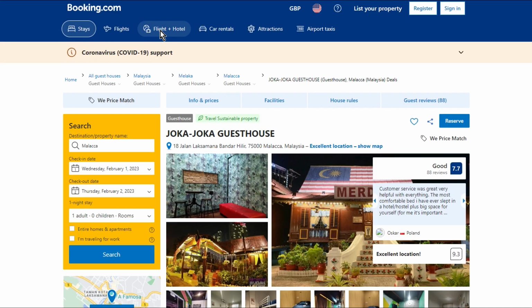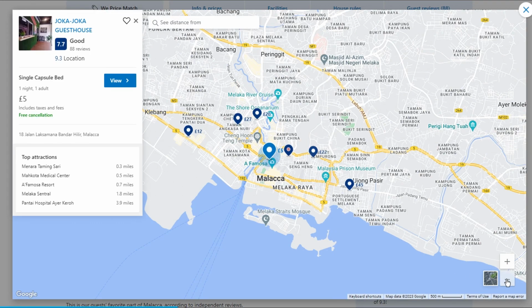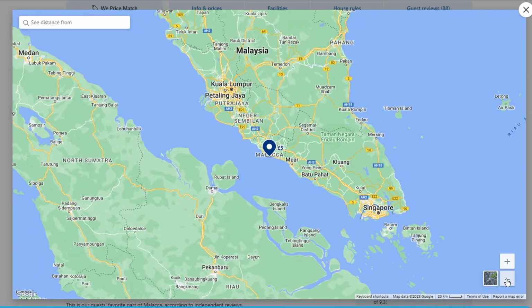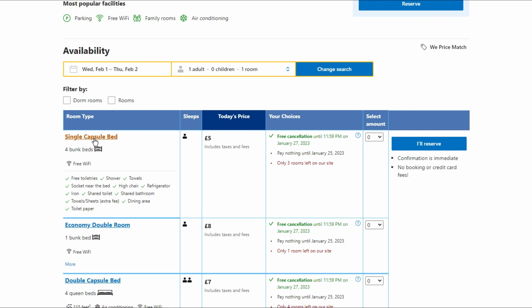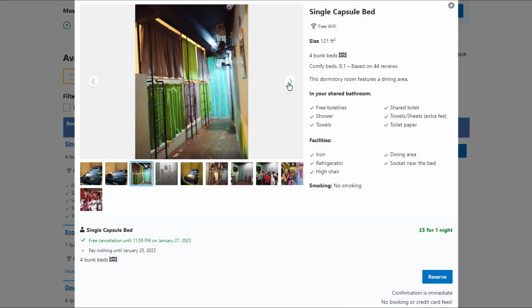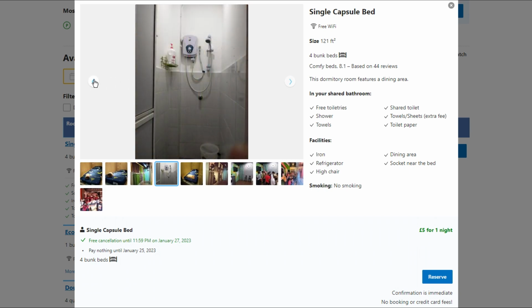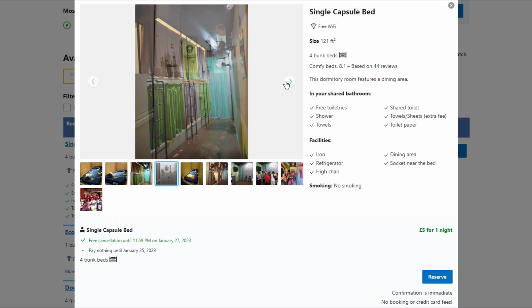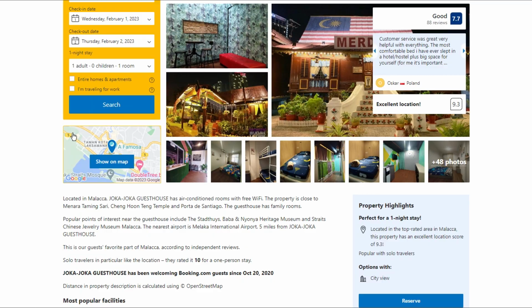Let's have a look at this one. This one is in a city. It's in quite a big city, although not the capital city. And you get a single capsule bed. Okay, that is actually a capsule room. And that is £5. That is perfectly good.